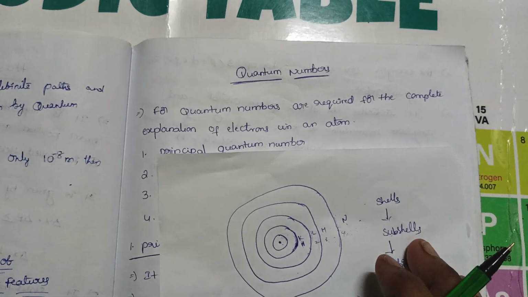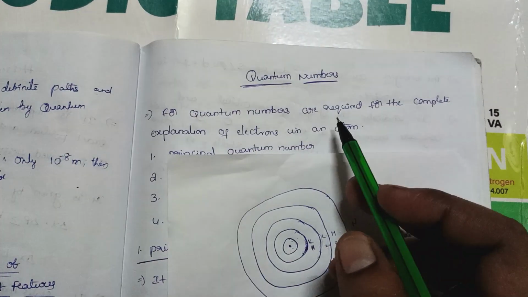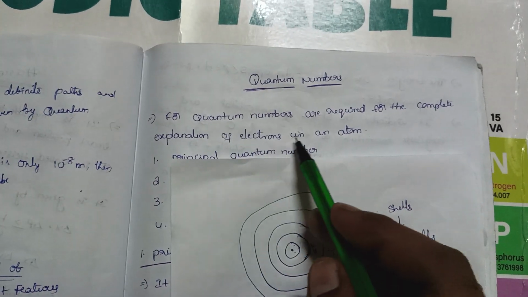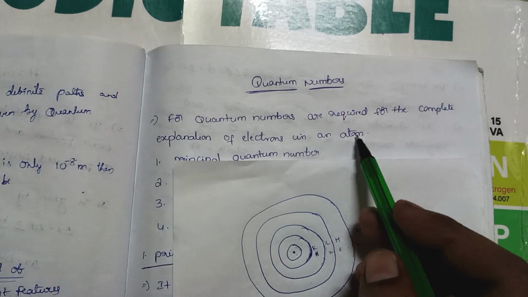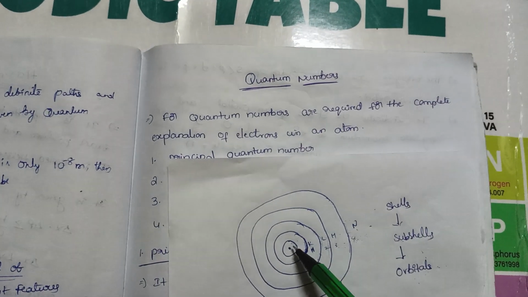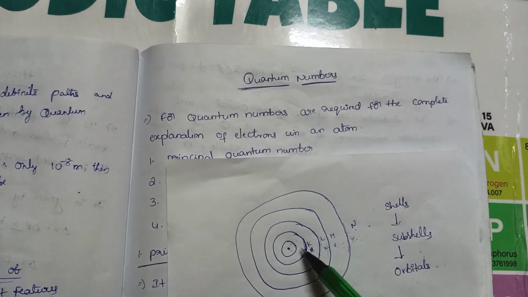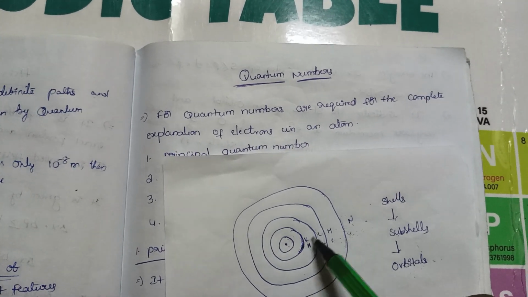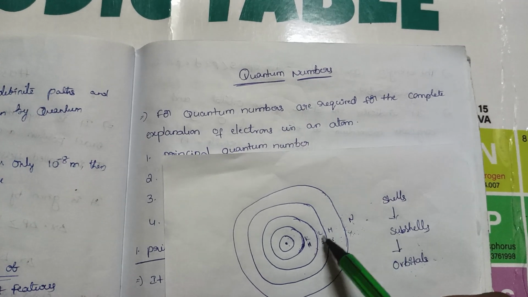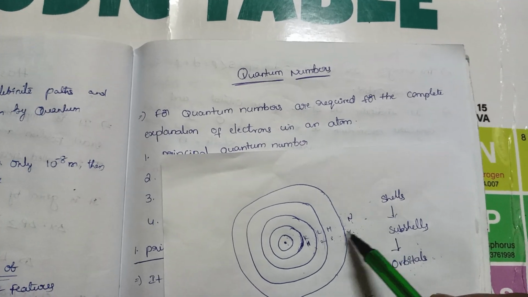Today we are going to discuss quantum numbers. Quantum numbers are required for the complete explanation of electrons in an atom. Any atom consists of a nucleus surrounded by shells. These are the shells K, L, M, N or 1, 2, 3, 4.